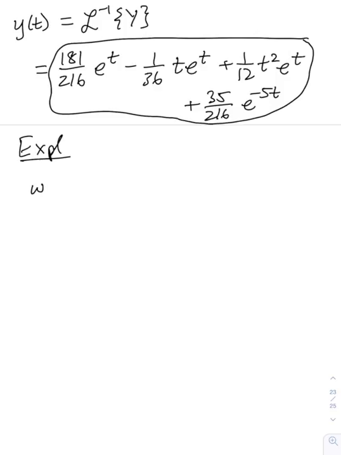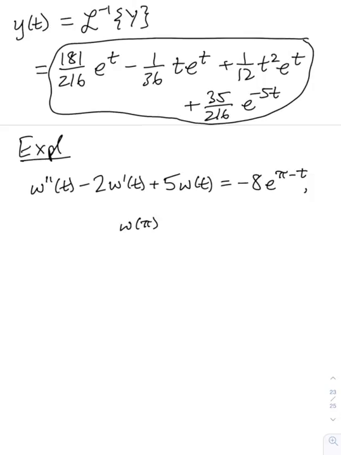In this example, we have w double prime of t minus 2 w prime of t plus 5 w of t equals negative 8 e to the pi minus t. And our initial conditions are w of pi equals 2 and w prime of pi equals 12.